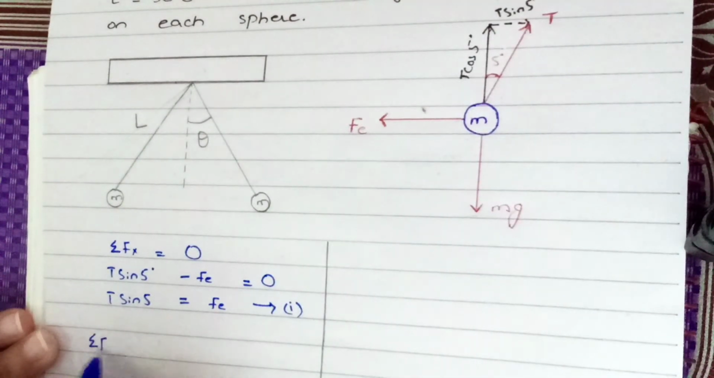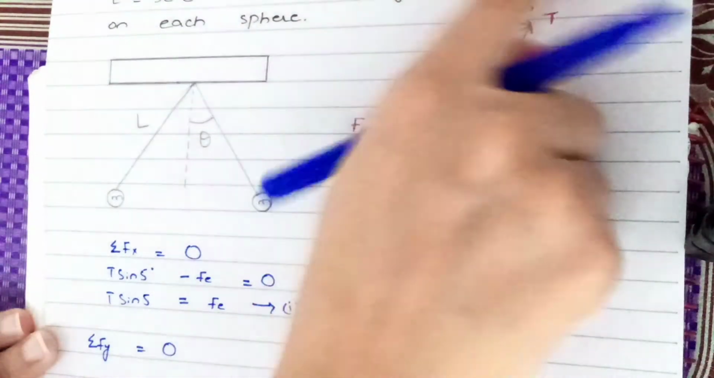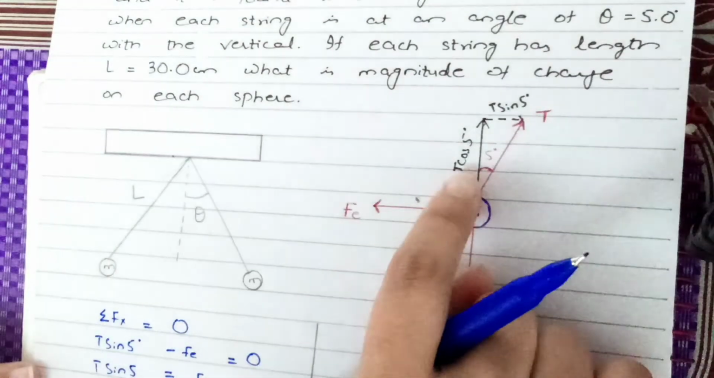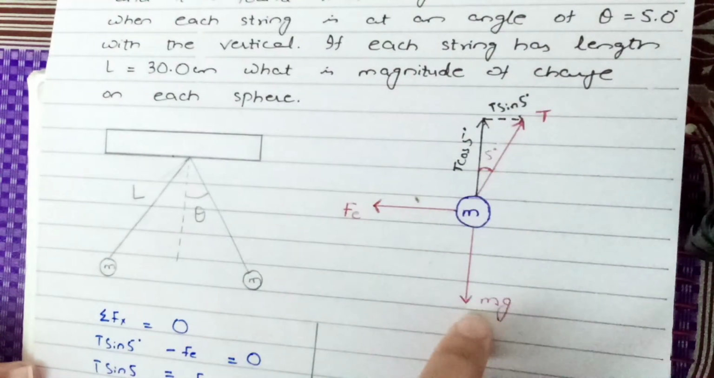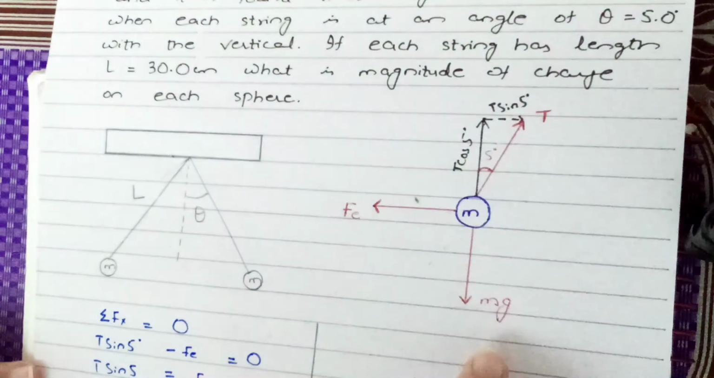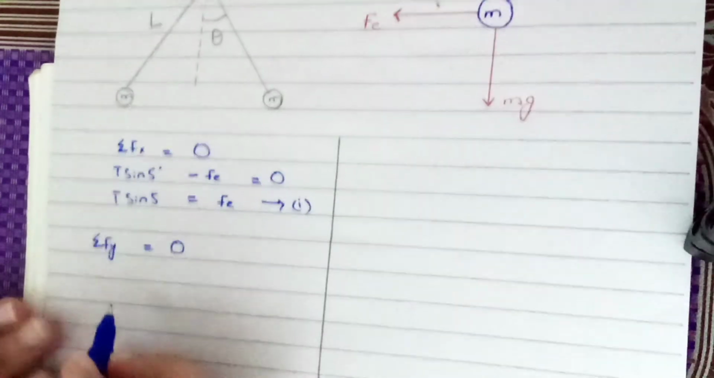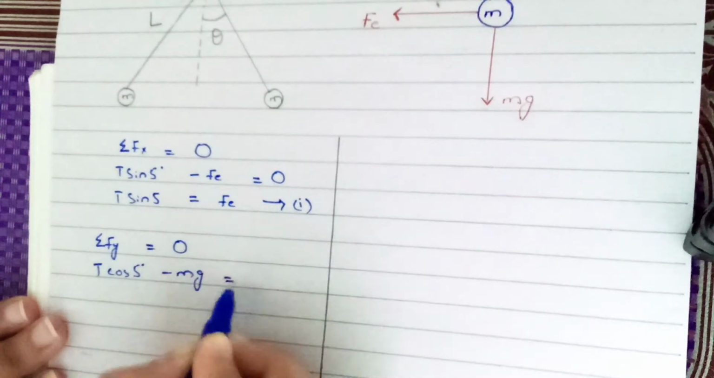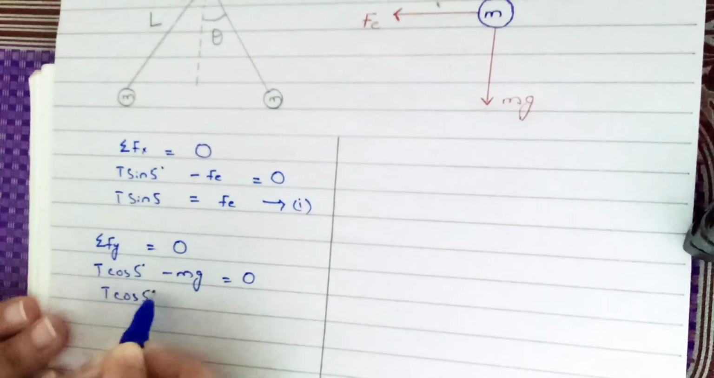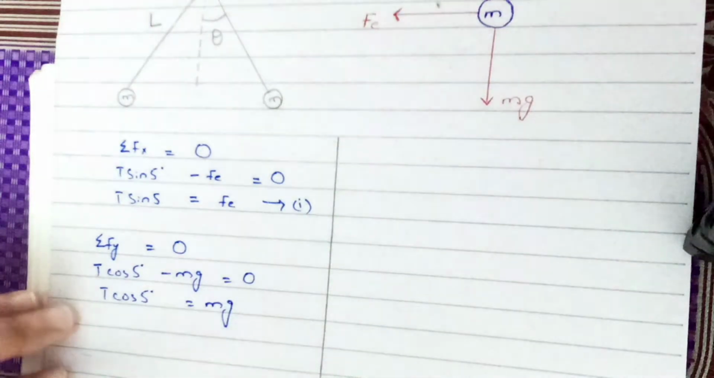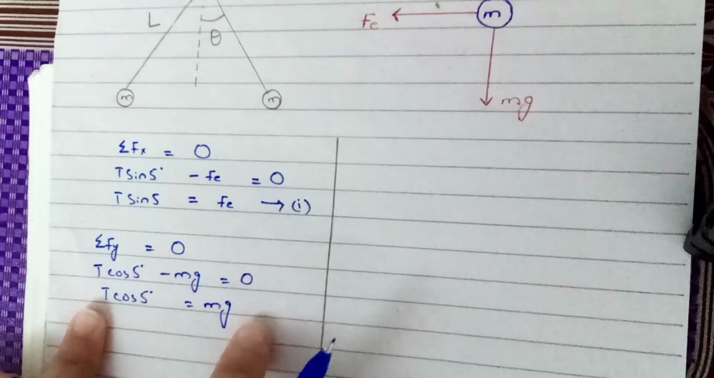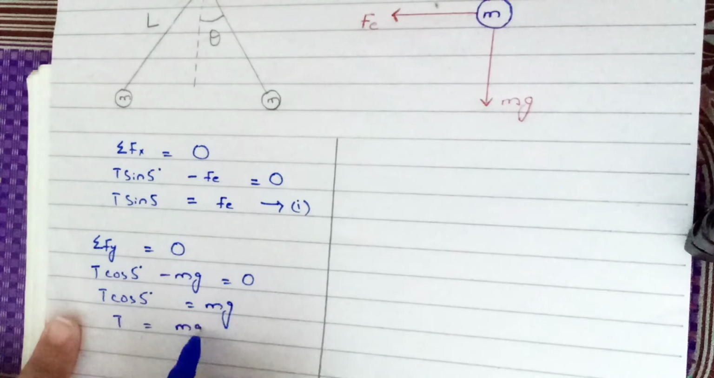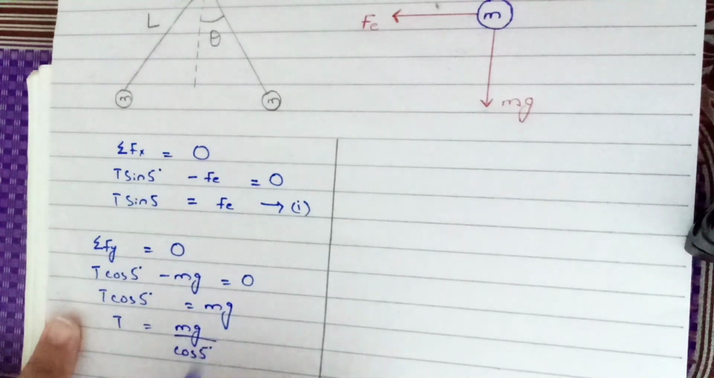Now let's move towards the y-axis. We can say that the sum of forces along the y-axis is also 0 because of equilibrium. Right, students? So there are two forces in the y direction. One is this mg, that is weight, and the other is this T cos 5. The direction of mg is towards the negative y-axis, so it will be T cos 5 minus mg. So let's write T cos 5 degrees minus mg equals 0, or we can say T cos 5 equals mg. Now we can find the value of T from this equation and substitute in equation 1. So T equals mg upon cos 5 degrees.